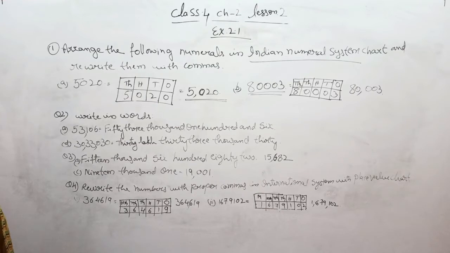Like this we can write the numbers and make a place value chart. Now you can do the remaining questions. And now I will go for question number 5.